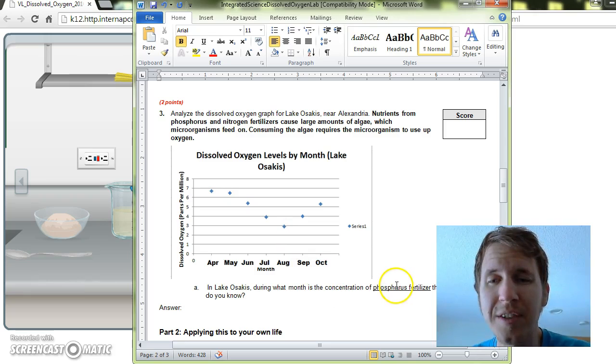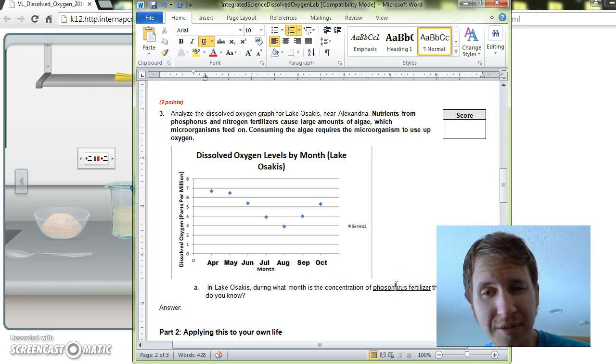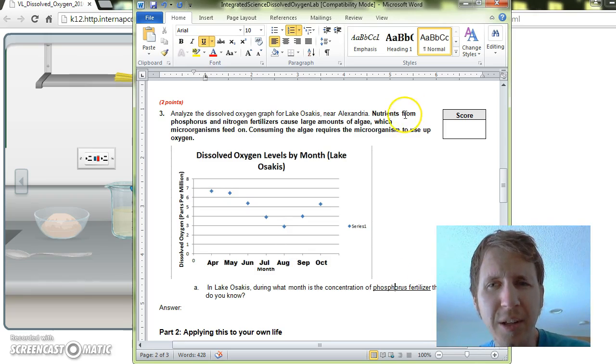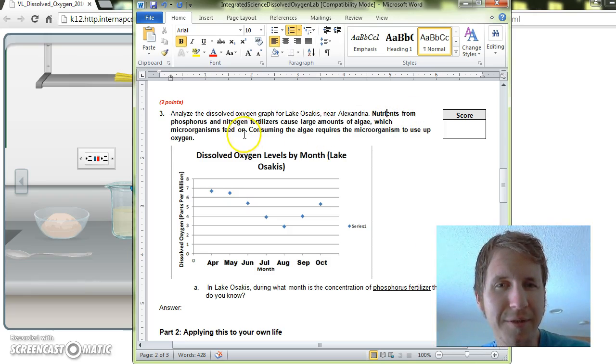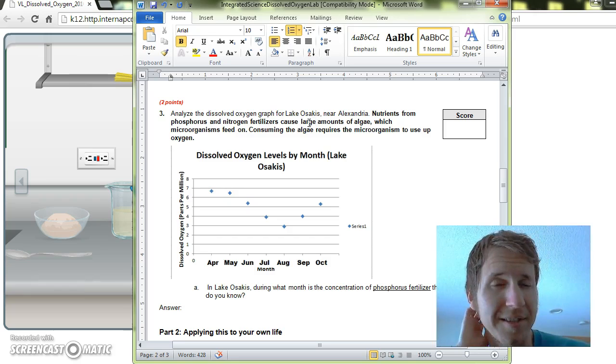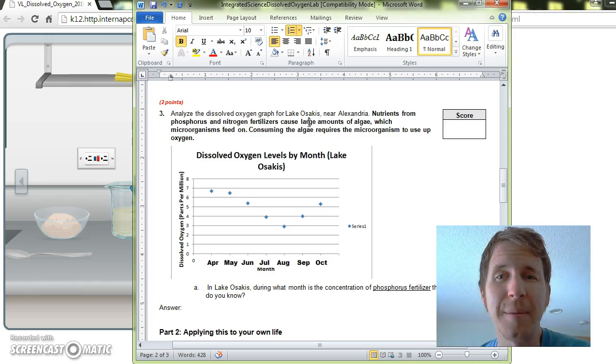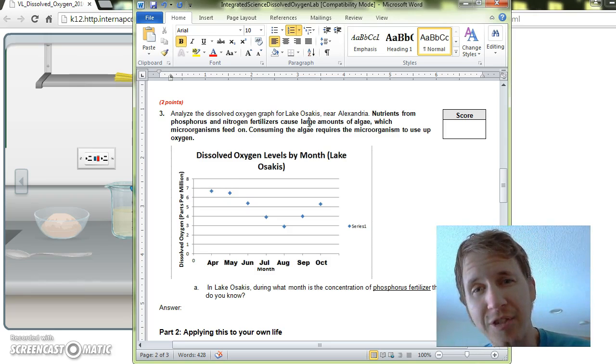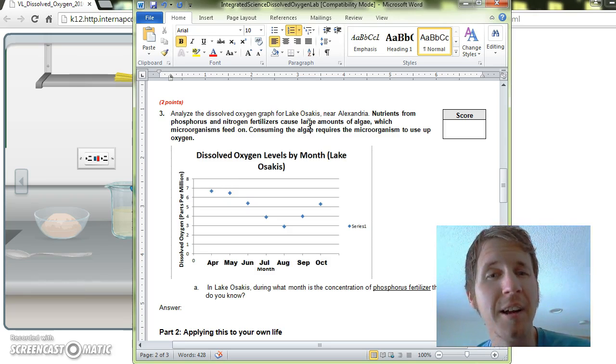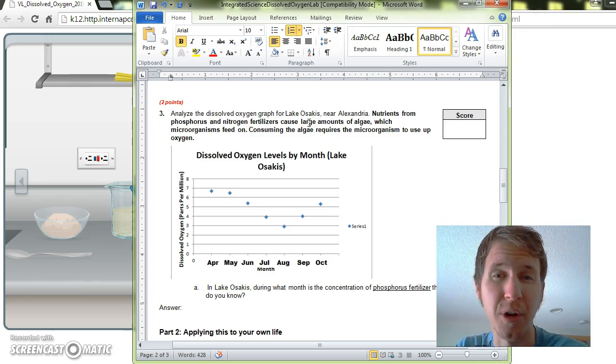So the question is, when is the concentration of fertilizer the highest? So if we take a look at this here, nutrients from phosphorus and nitrogen fertilizers cause large amounts of algae to bloom, which is why you might see a lake that looks green in the summertime. And the microorganisms feed on that algae once that algae dies, and that requires that microorganism to use oxygen when it feeds, just like when we need oxygen to metabolize food for our cells.